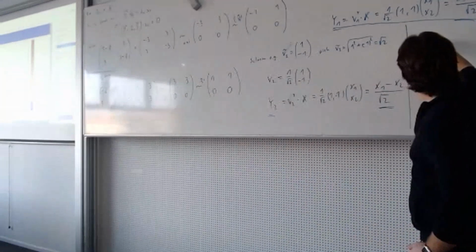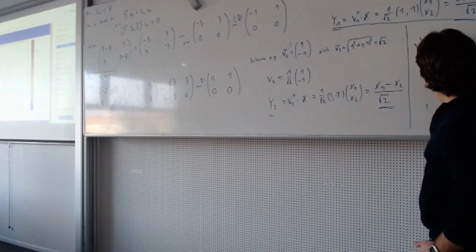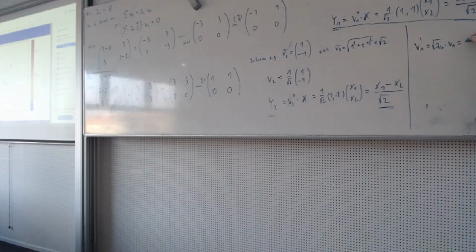So we would get, let's say, v1 being square root of lambda 1 times v1, which is square root of 8 times 1 over square root of 2 times 1, 1, which gets us 2, 2. And v2 being square root of lambda 2 times v2, which is square root of 2 times 1 over square root of 2 times 1, minus 1, giving us 1, minus 1.